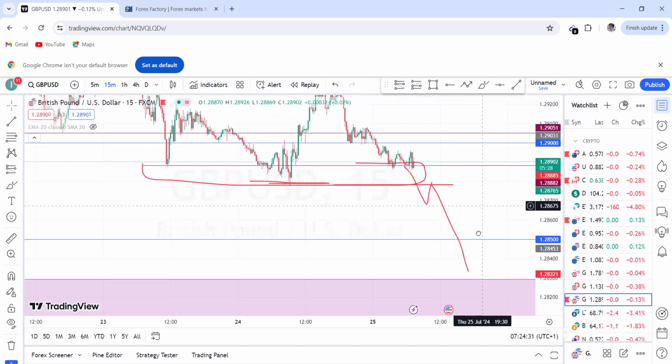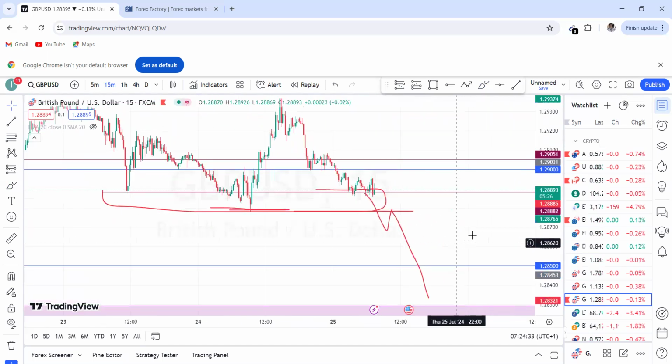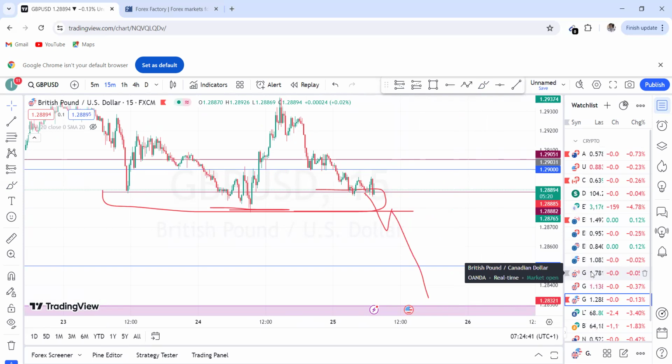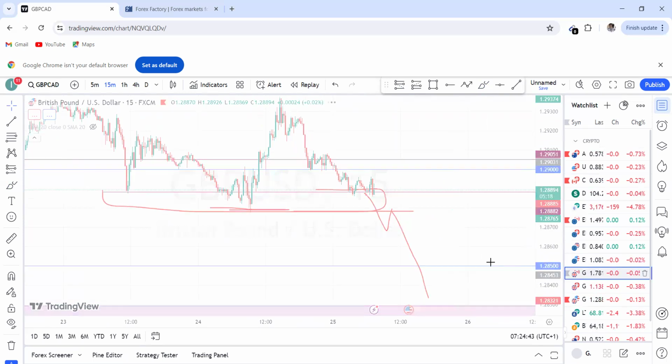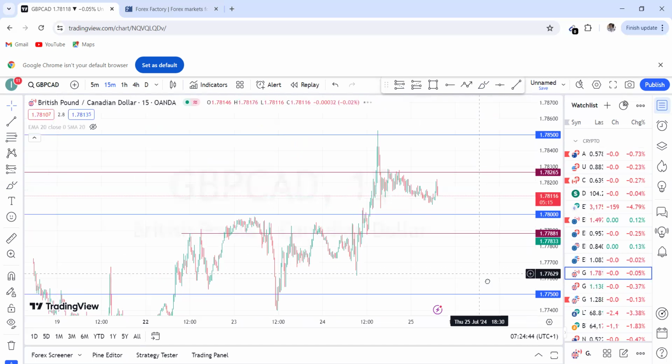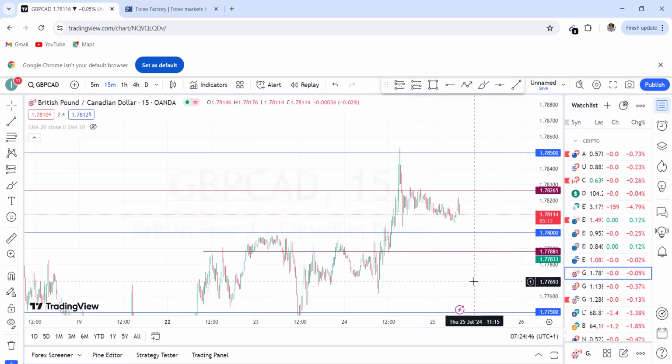But if it's not able to give me that, I'll be interested in GBPCAD, because the Canadian dollar has been showing some kind of weakness for a couple of weeks now. Yeah, I'll be buying this pair.